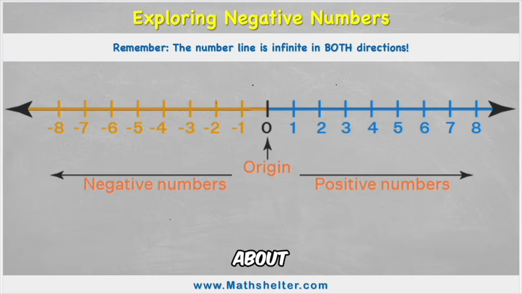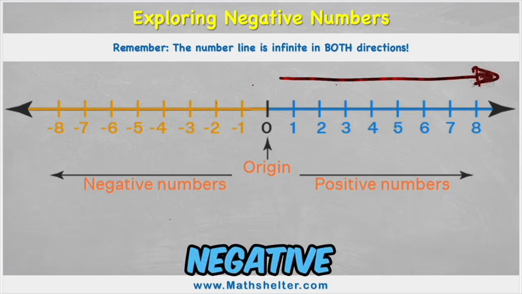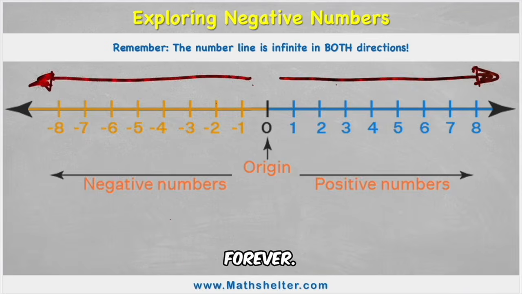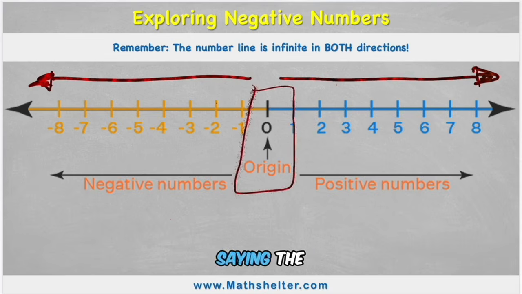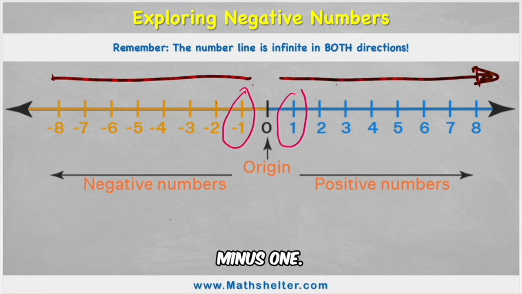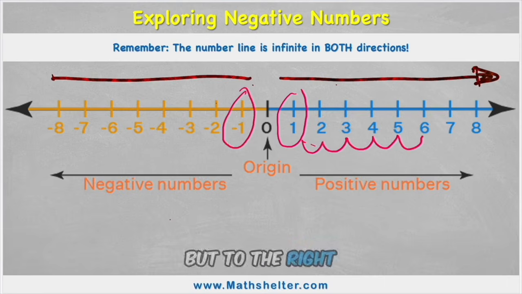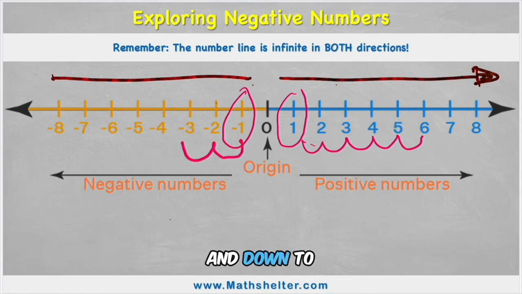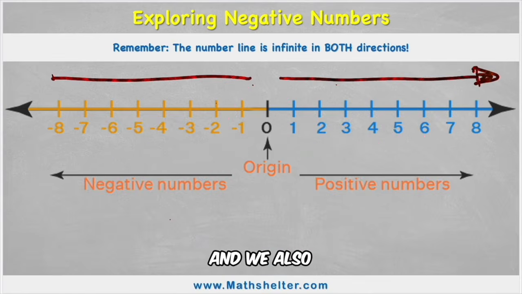So what do we need to remember about negative numbers? Well, we need to remember that both positive and negative numbers can go on forever. We also need to remember that 0 is kind of like saying the start. It's the origin. So it's neither positive nor negative. And then the numbers directly to the right and left of the origin are 1 and minus 1, and they're going to go up in sequence, but to the right is positive and down to the left is negative. And we also need to remember that we can get into debt with numbers. I can owe an amount.